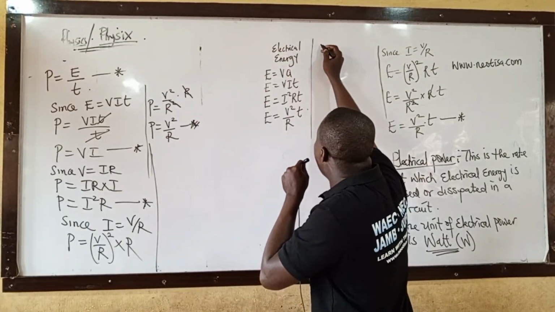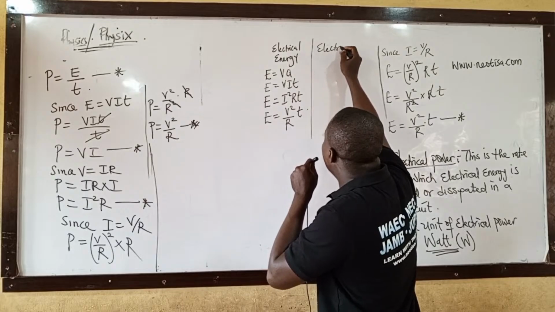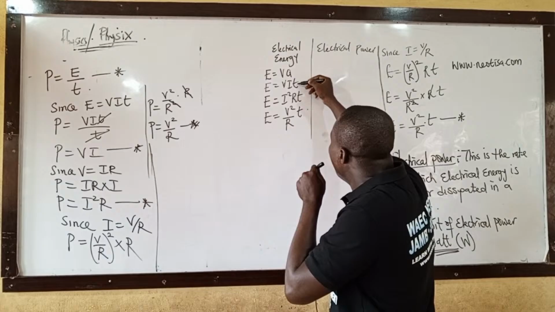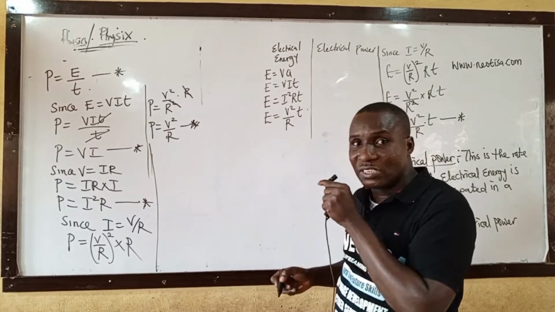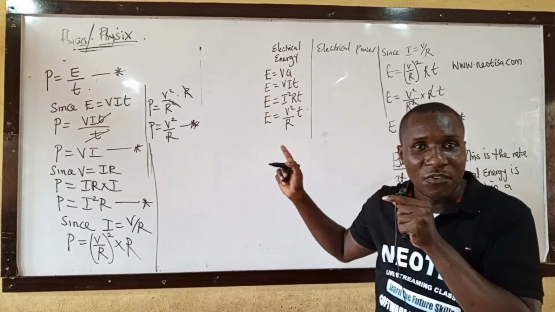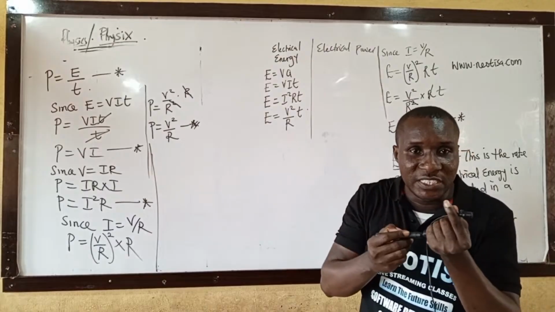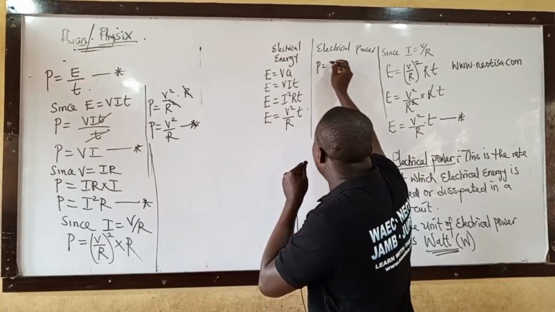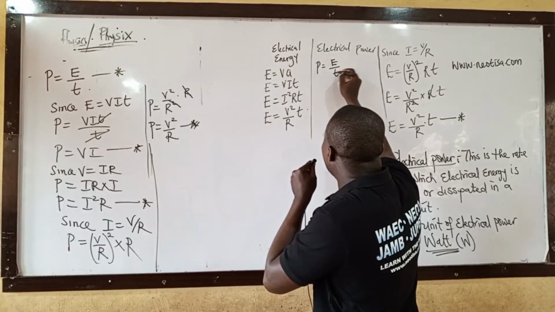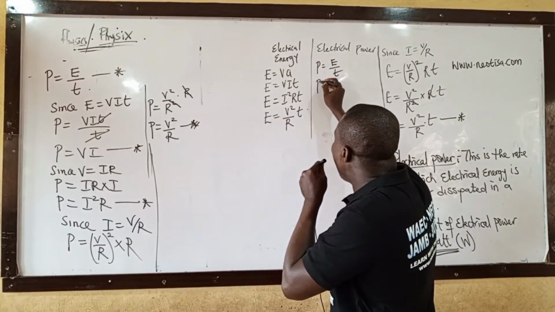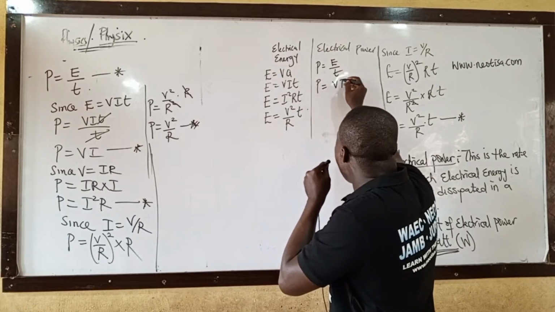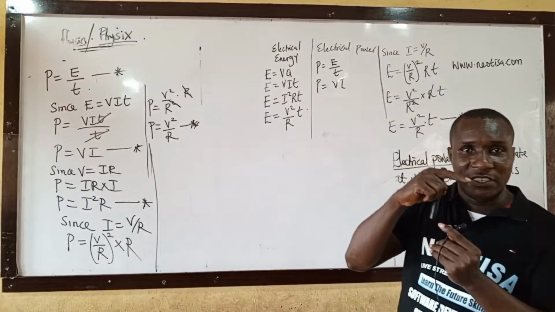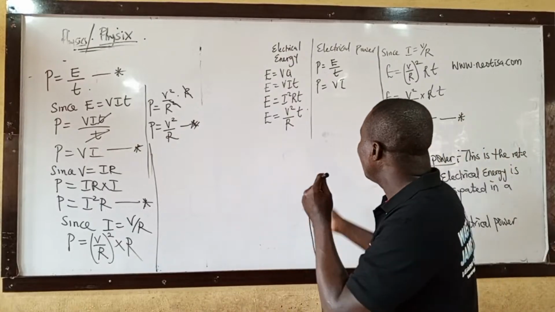For electrical power, if you remove the T, that is electrical power. Just know the formula of electrical energy, then remove the T, that is electrical power. For electrical power, the first formula is electrical energy over time. The second one, power, is VI, remove the T.